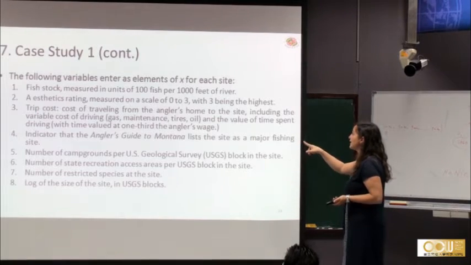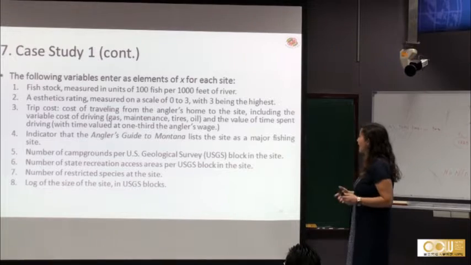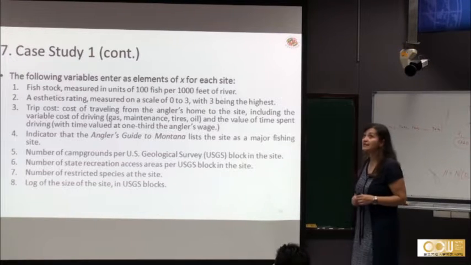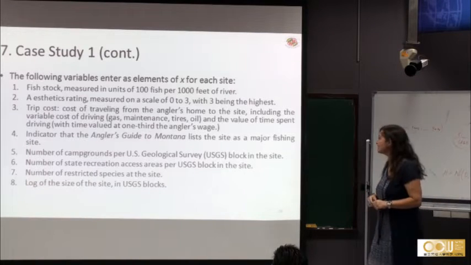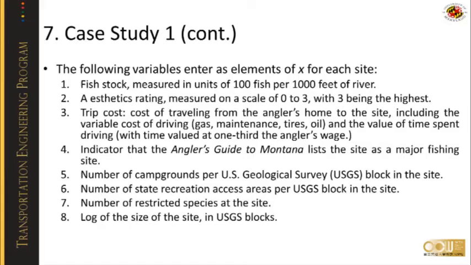The number of campgrounds at the site, so if you can camp there; the number of state recreation access areas, so the number of accesses; the number of restricted species at the site, so if there are particular fish of particular interest; and then the size of the site.